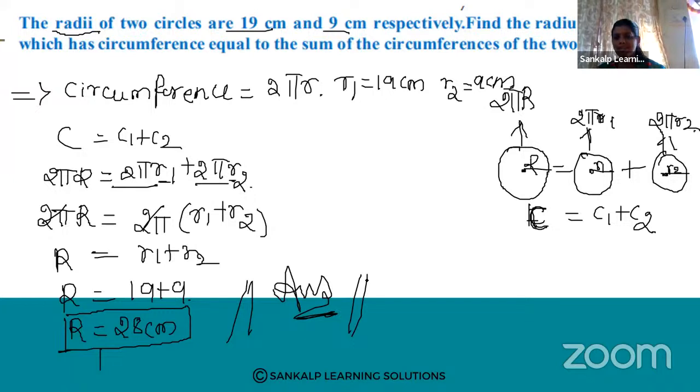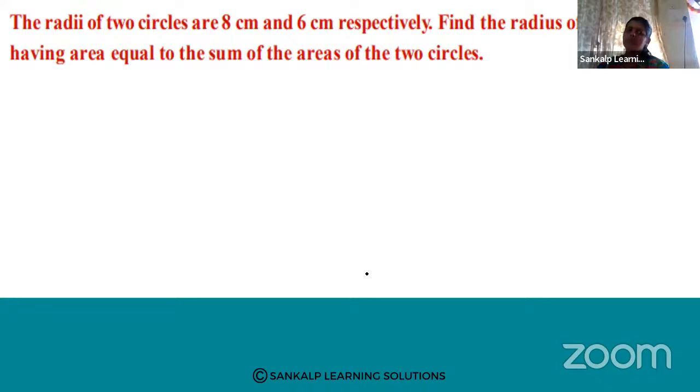Understood? Yes, it's the same, isn't it? So in the last problem we discussed the area of the circle, the sum of the areas of the circles. Here it is the circumference of the circle, the sum of the circumferences of two circles. Yes. So the next question is, the radii of two circles are 8 centimeter and 6 centimeter respectively.